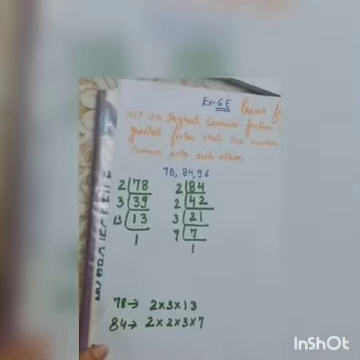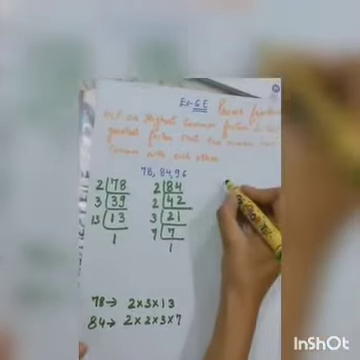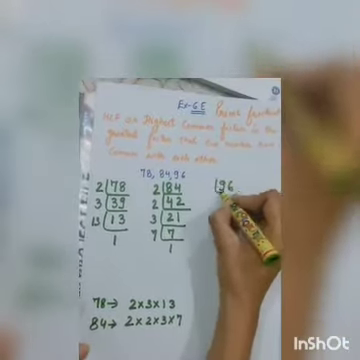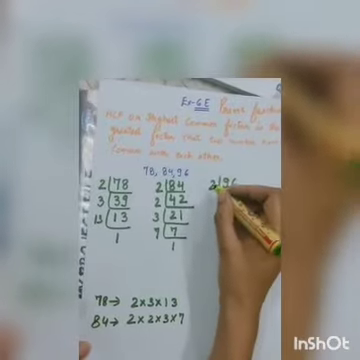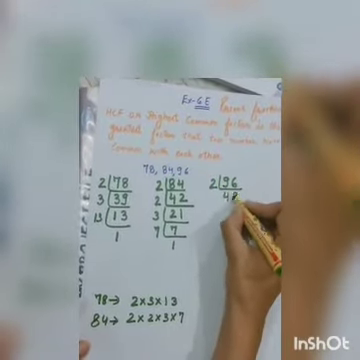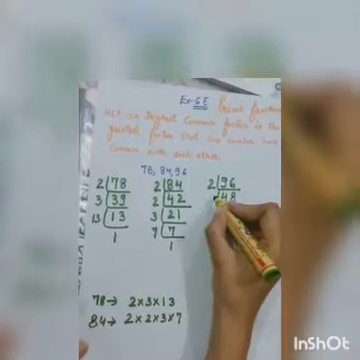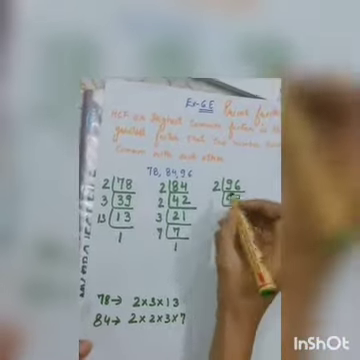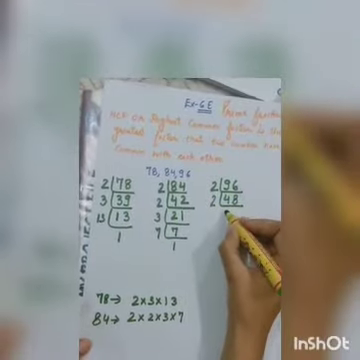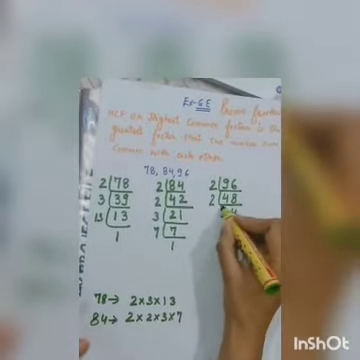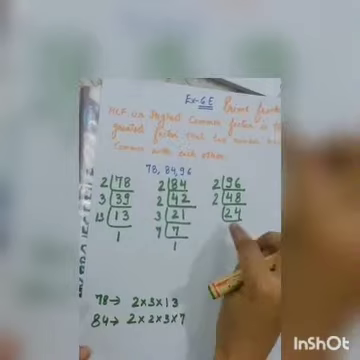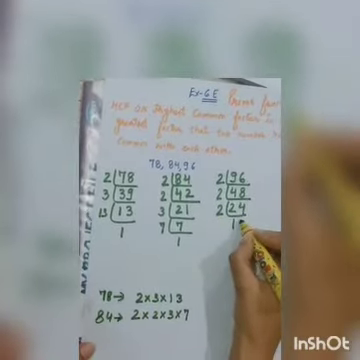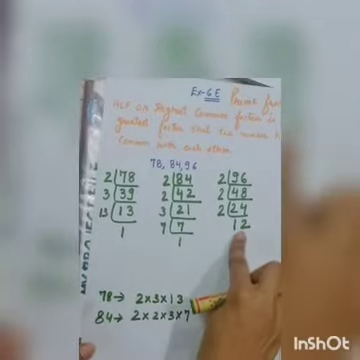Okay. What is the next number? My next number is 96. 96 divided by 2. We get 2 4s are 8, 2 8s are 16. Okay, now again we divide by 2 because the last digit is an even number. 2 2s are 4, 2 4s are 8. Now 48 divided by 2 again. 2 1s are 2, 2 2s are 4. We get 24.